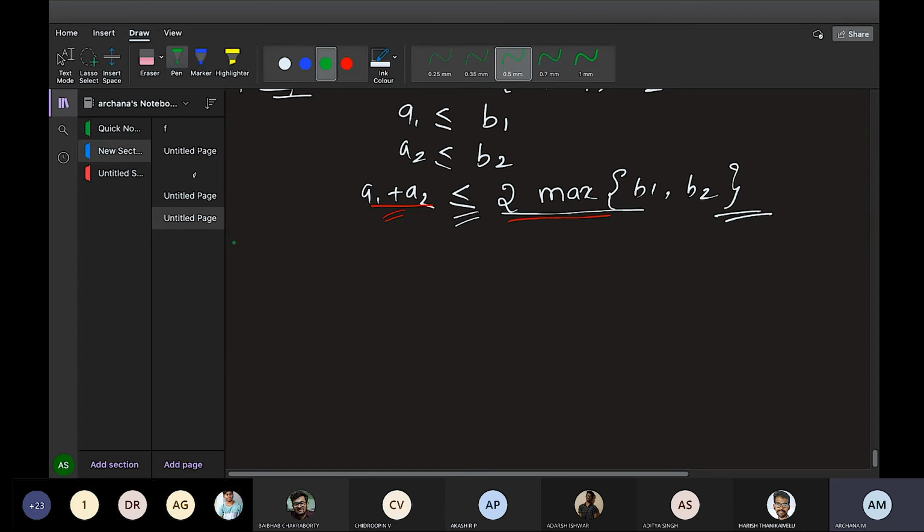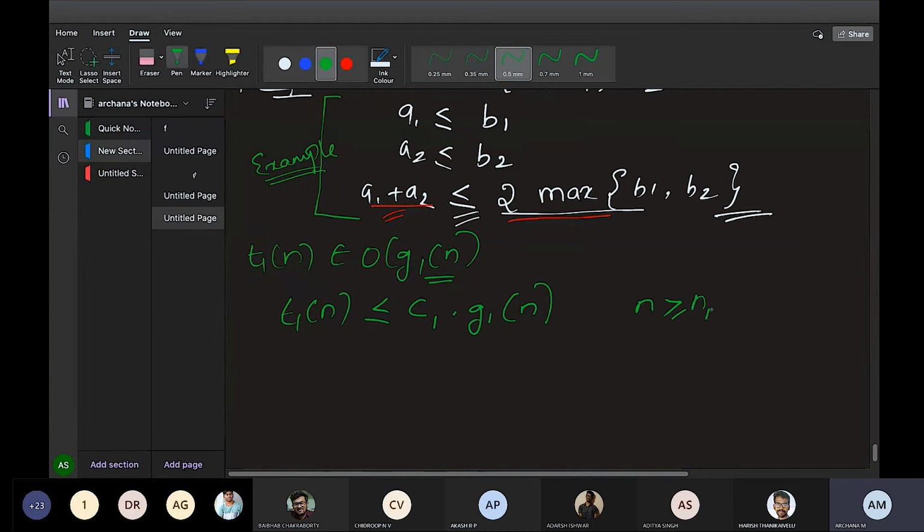So this is the example I gave you. This is a normal general mathematical example. Now based on this, we have to prove this formula. So given that T1 of n belongs to big O of G1 of n, we have to write T1 of n is less than or equal to C1 of G1 of n. Do you remember this? This is what f of n we had taken, but here we are taking T of n, that's all. Okay, so it is G of n where n is greater than or equal to n1.